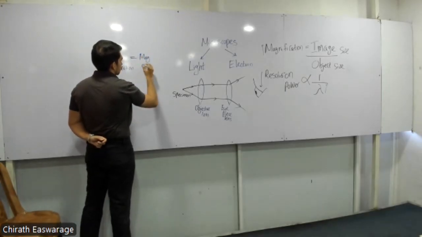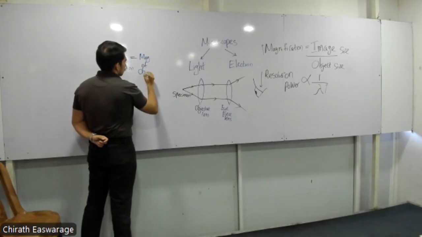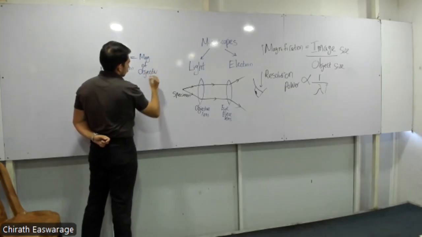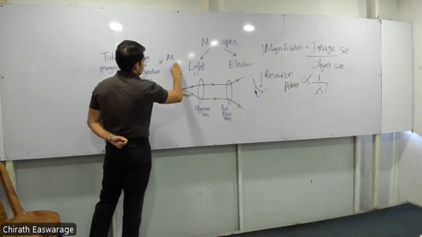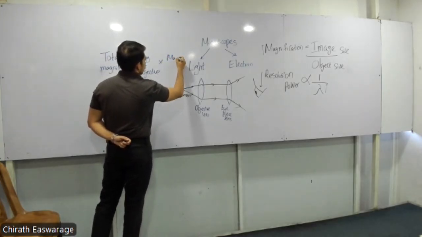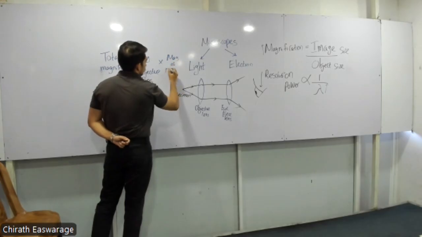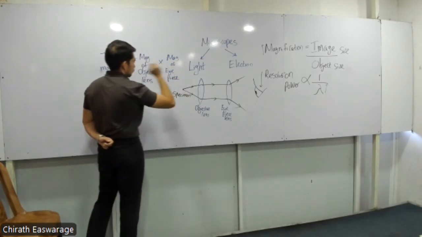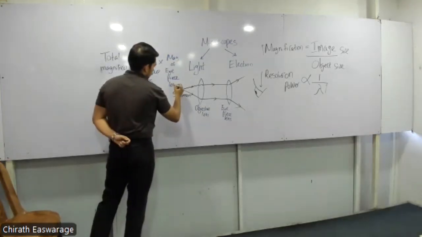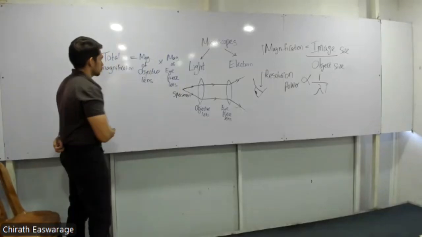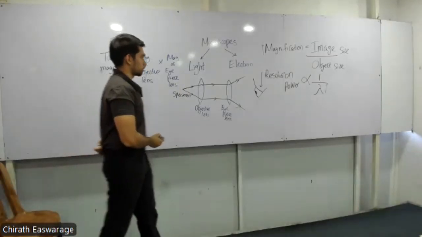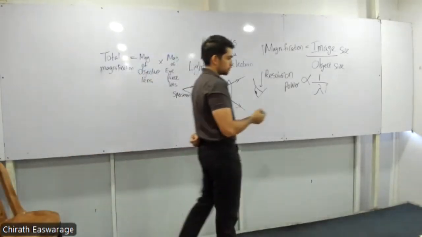is equal to, let's say, magnification of the objective lens and magnification of the eyepiece lens. Okay. Write this equation down in the tute as well. The total magnification of a compound microscope you can take like this.